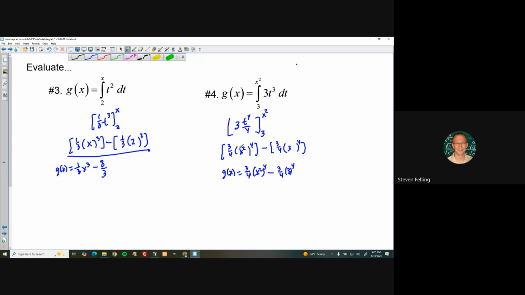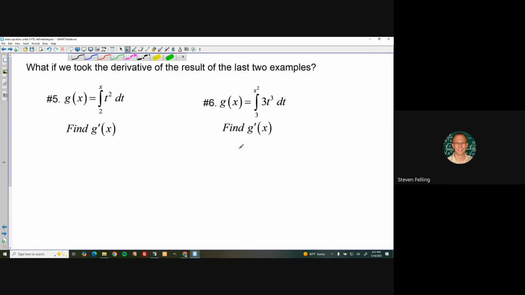All right, the reason I'm having us do that is because we might then ask, what if we did that function and we took the derivative of that result? So let's say we evaluate this and then we take the derivative. So I'm going to go through that same process again.